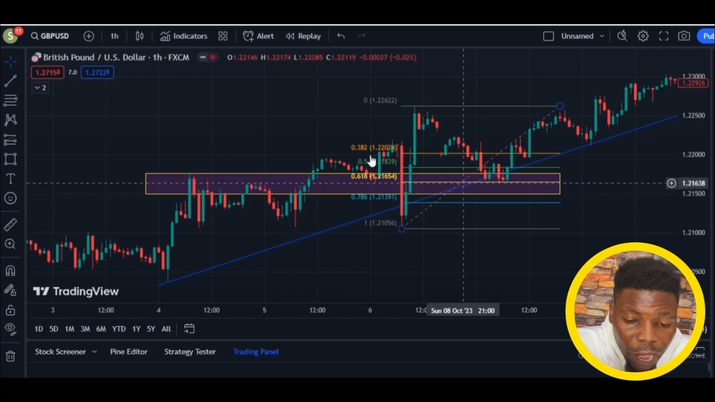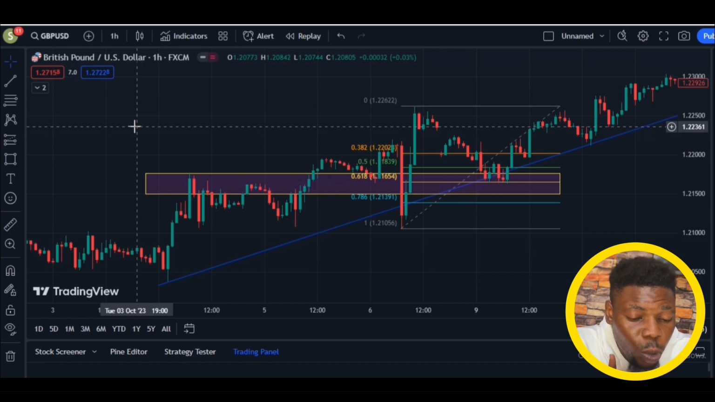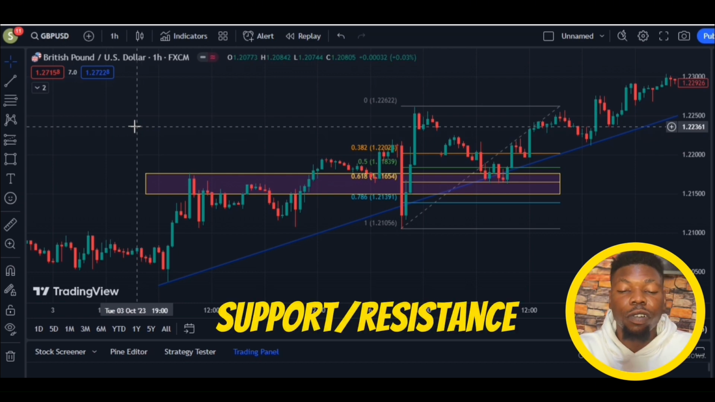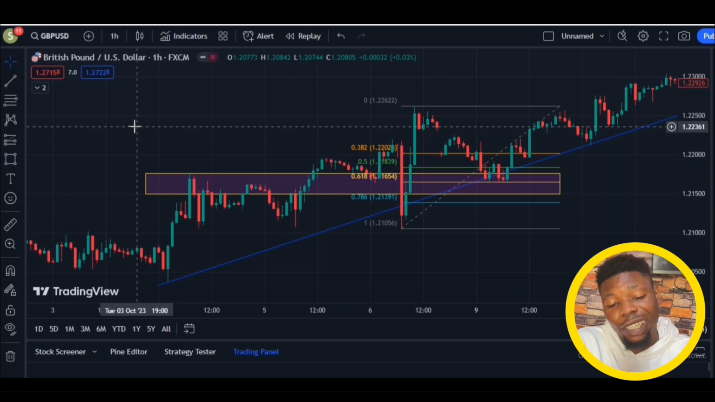And to have a more valid trade, that supply zone also must act as a major level of support and resistance. What I mean by support and resistance is where price reacted from, maybe when price got there, it rejected.